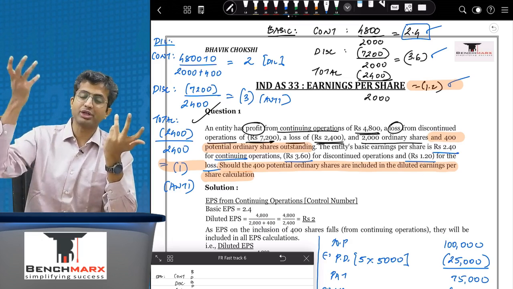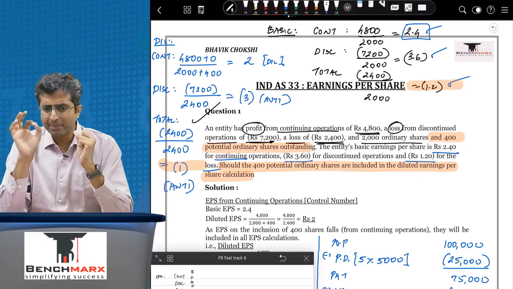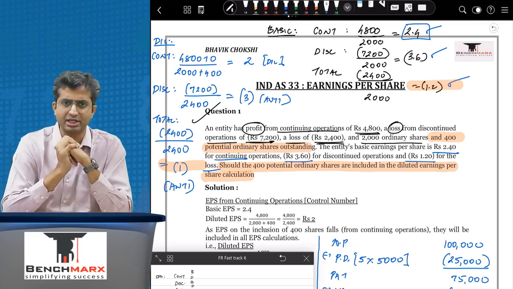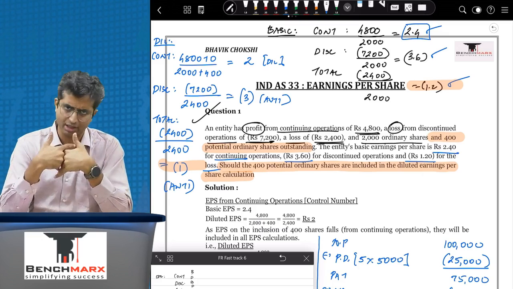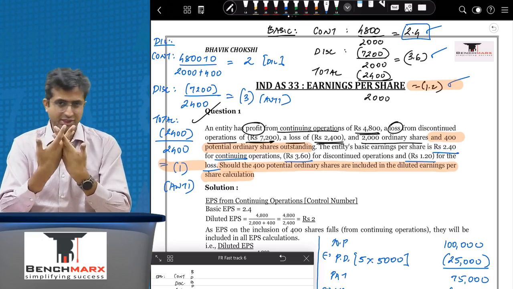So do we apply majority rule, majority wins or something? No, nothing like that. The standard pinpoints and identifies which out of the 3 is the most important number. You guys think and tell me, according to you, out of these 3 numbers, EPS from continuing, discontinued and total, which is the most important?